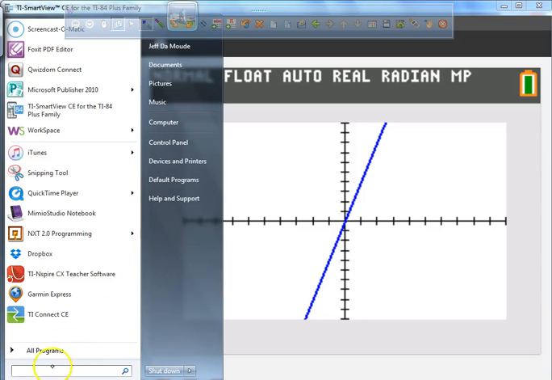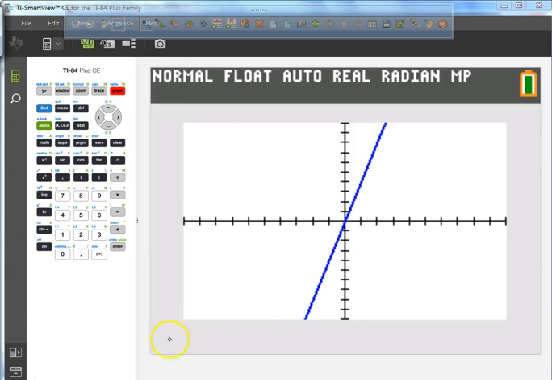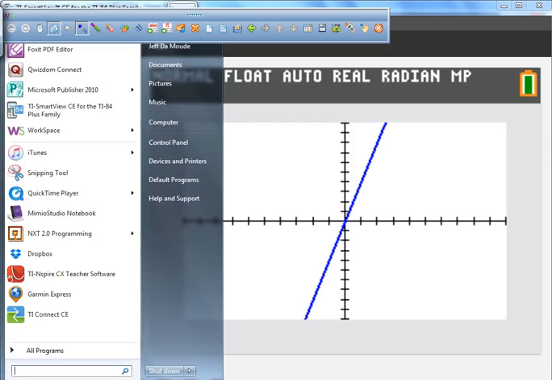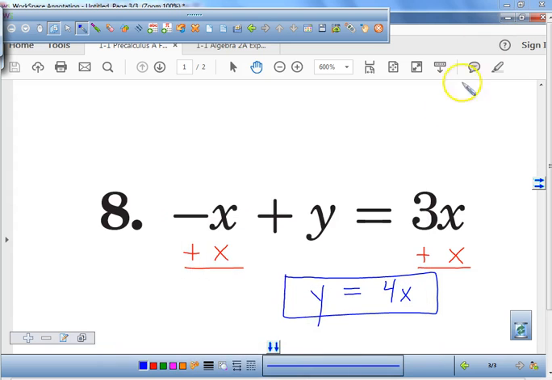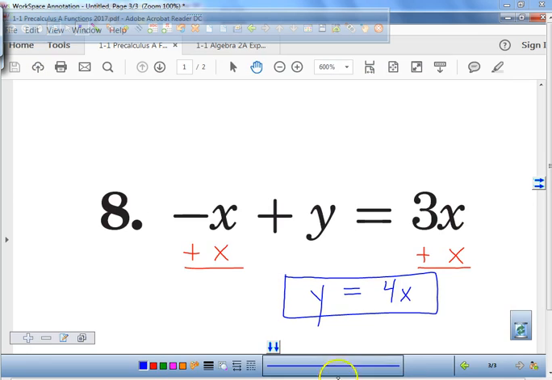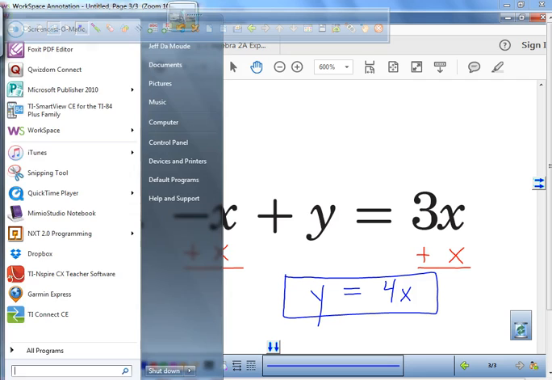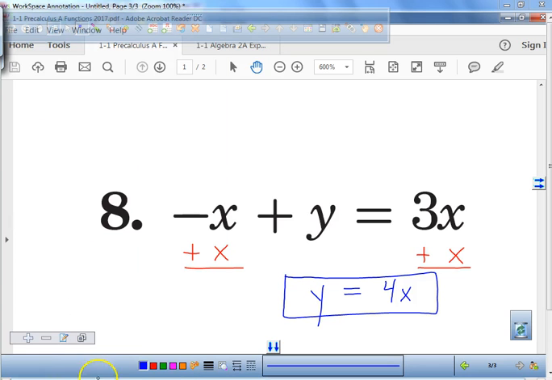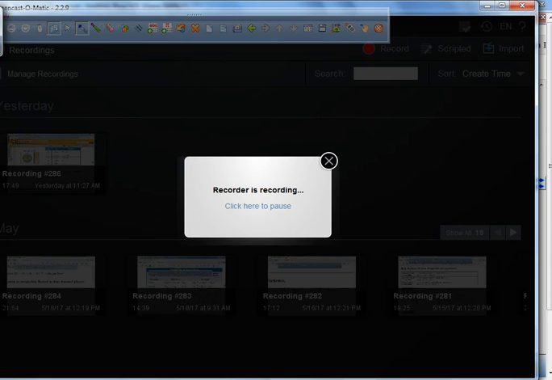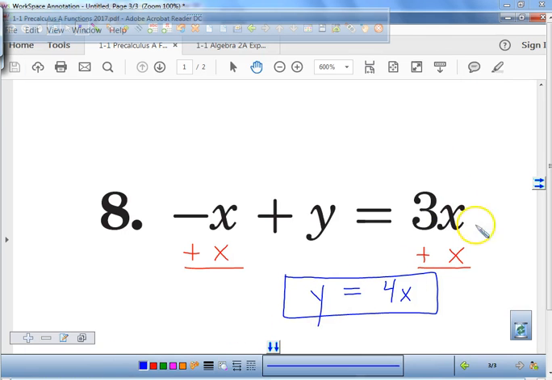All right, so right now, everybody find your graphing calculator. All right, they're getting graphing calculators right now, and I can't find a way to pause this. Come on, I want to pause this. Okay. Click go. All right, so now we're recording again.